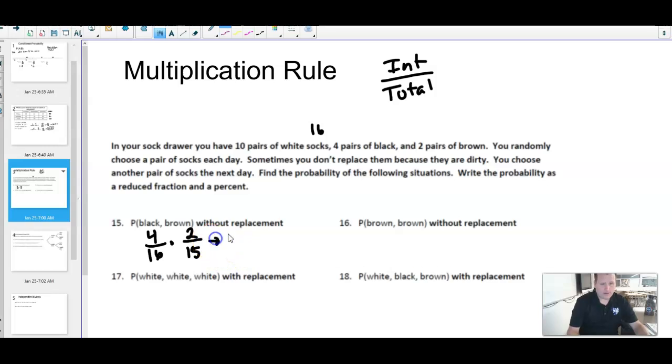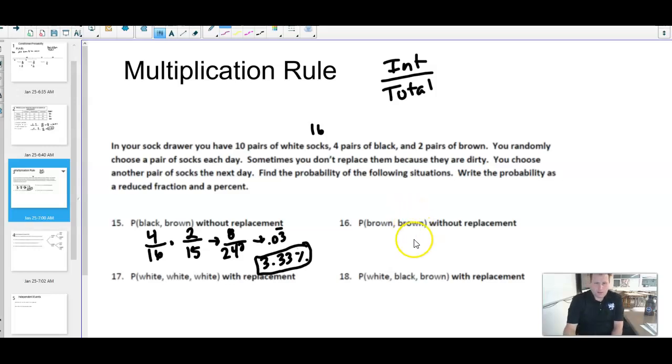Then all we do is take these and multiply them together to find our probability. 4 times 2 gives me 8, and 16 times 15 gives me 240. Because I want this as a percentage, I go 8 divided by 240, and that gives me 0.0333 repeating, which if I multiply by 100 as a percentage would be 3.33%. So not very high, but there's a chance of that occurring.